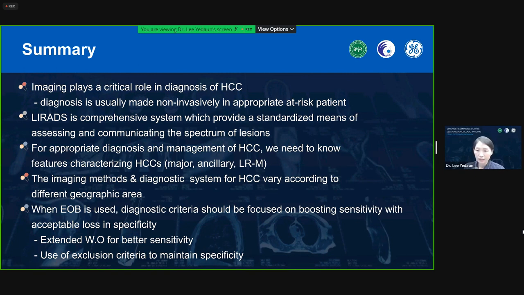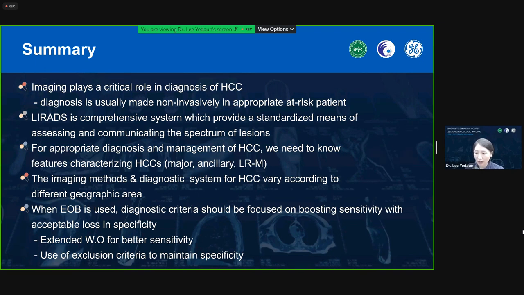So this is the last slide of my talk. Imaging plays a critical role in diagnosis of HCC because diagnosis is usually made non-invasively in appropriate at-risk patients. LI-RADS is a comprehensive system which provides a standardized means of assessing and communicating the spectrum of lesions. For appropriate diagnosis and management of HCC, we need to know features characterizing HCC.